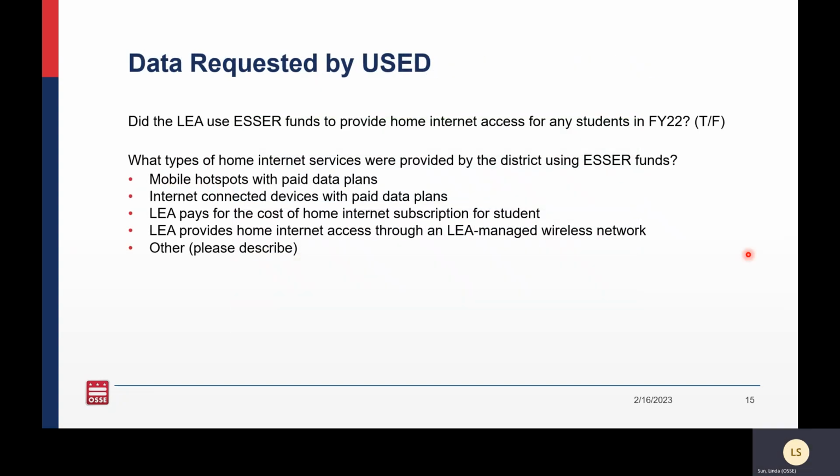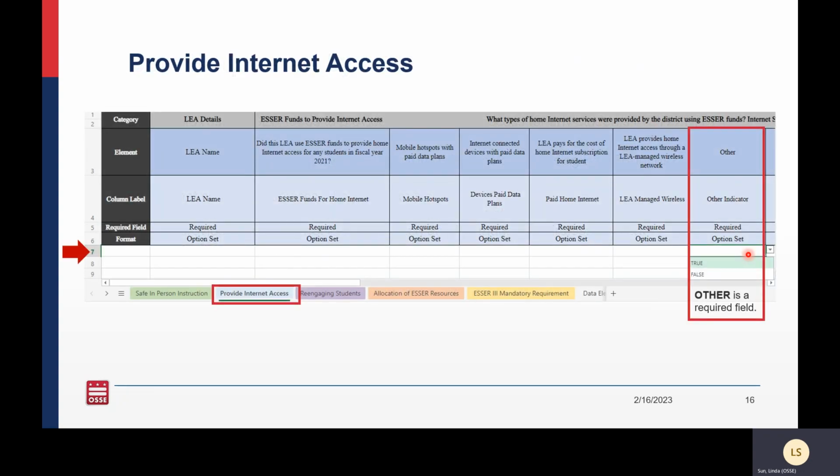Again, did you use ESSER funds to provide home internet access for any students? True, false, and then it gives you a list of potential options that you may have used to provide home internet access. So in the template, this setup is slightly different. The main question is actually at the front here, and you do need to hit true, false for the main question. So did you use ESSER funds to do this? If you hit true here, then logically, you would need to select true for one of these following options, and then false for all the ones that you didn't spend funds on.